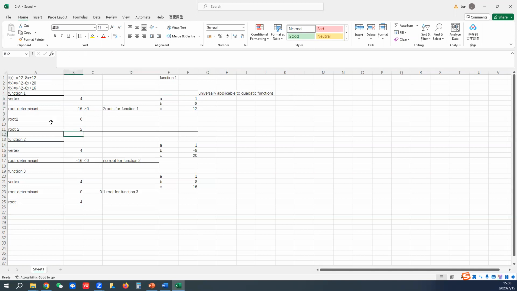And the result that you found in your root should be consistent with how many roots there are based on the relative relationship of the root determinant to 0.